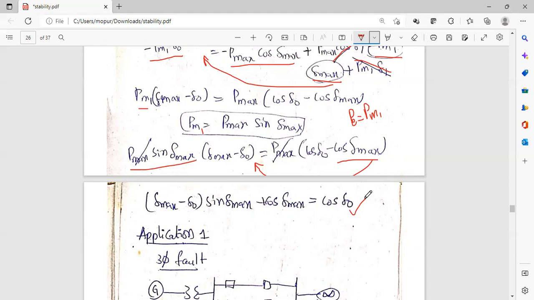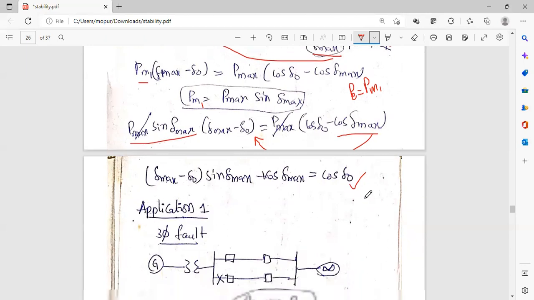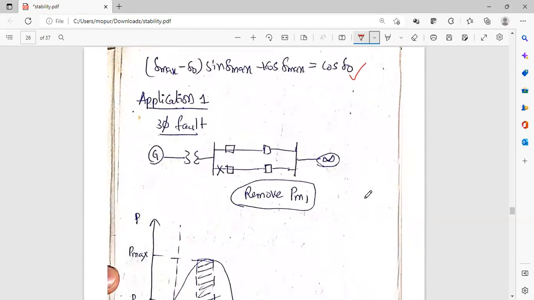When you solve it, what we'll get now? Generally, PM is equals to P max sin del 1, where del 1 is equals to pi minus del max. This is the general derivation. Now let us go on to application specific. We had two applications. This is the first application where we had a fault here, at this point. And the second application, we will be having a fault at this middle point. Now here what will happen?